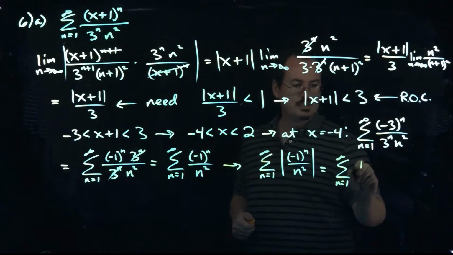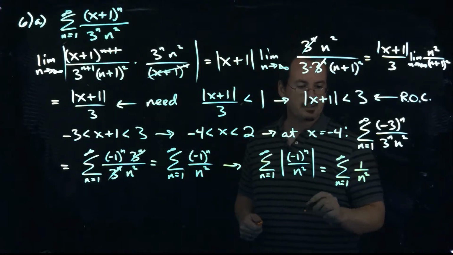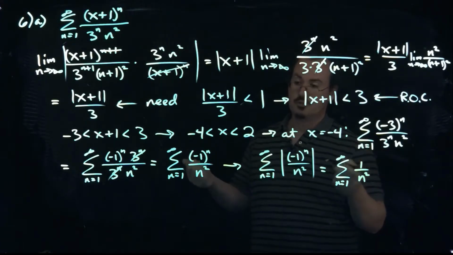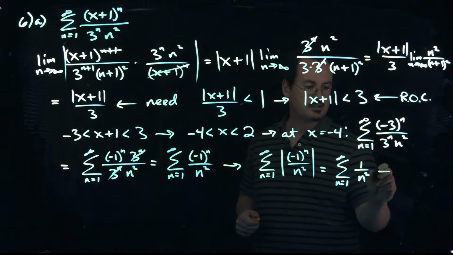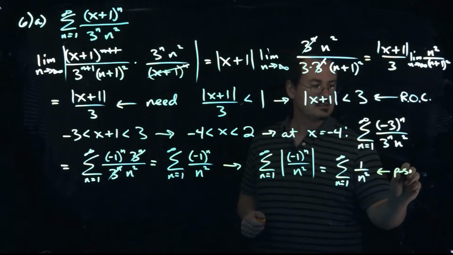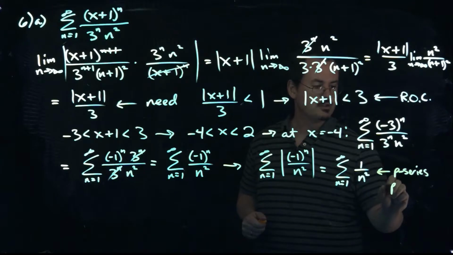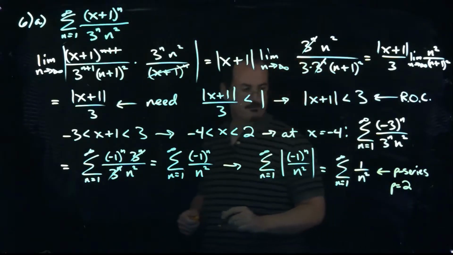So if I do take that absolute value, I get this series here. And the reason we might want to do these two at the same time is because this thing here is very easy to check. This is a p series, right? P series, p equal to 2. So it converges.